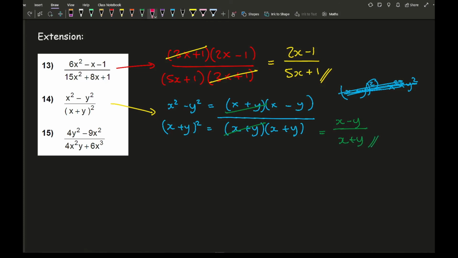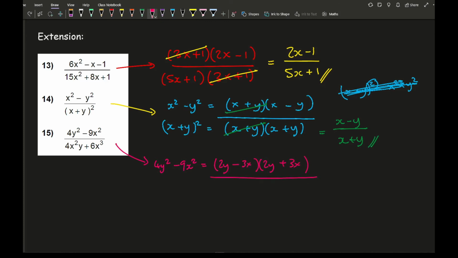And then finally for question 15, again looking at both the top and the bottom, not everything has got a y, not everything has got an x, and although all of them have got a number, there isn't a common factor. Although 2 is very tempting, we can't divide the 9 by 2, so that's not going to come into question. So looking at the numerator, what I've got is 4y squared minus 9x squared, which again is a difference of 2 squares. What do I have to square to get 4y squared? Well, that's going to be 2y. And what do you have to square to get 9x squared? Well, that'll be 3x. And one's a plus, one's a minus.